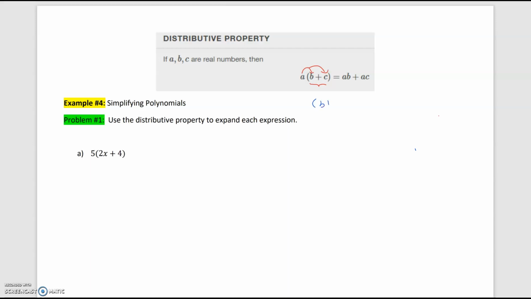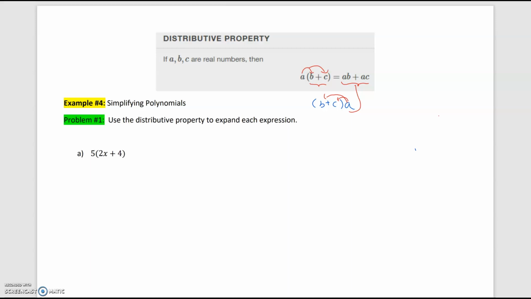It'll be the same idea if the constant is on the other side. So if you have b plus c and a is on the right, then in this situation, a also multiplies these two, and it will give us ab plus ac. So it doesn't matter where the constant happens to be, if it's on the left or on the right, it multiplies all the values on the inside.